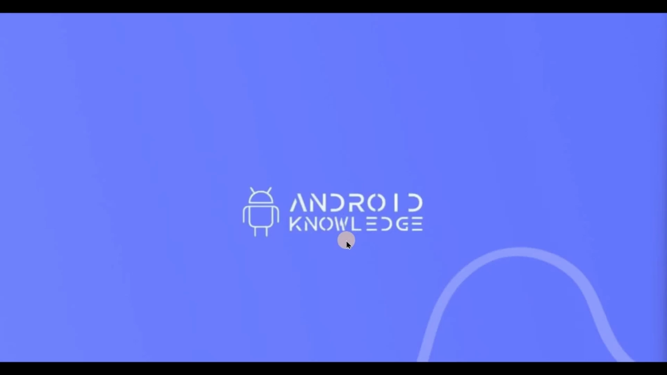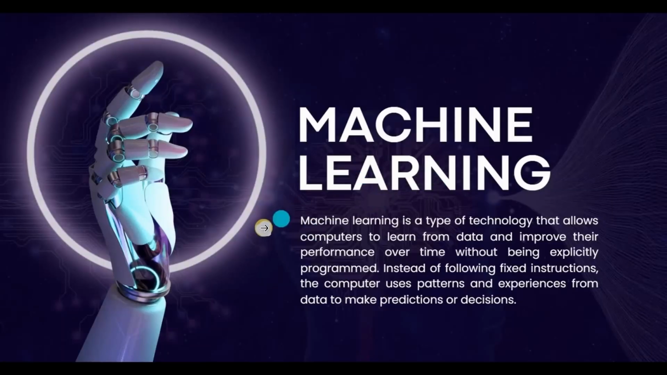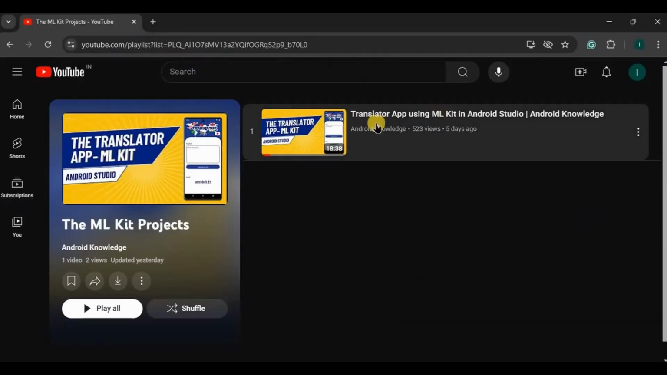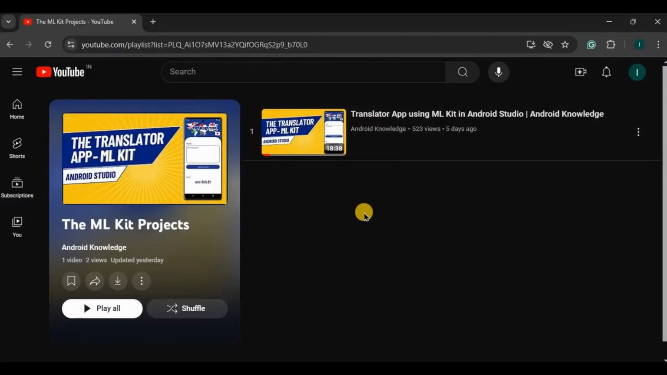In this video, we will create an image recognition app, or you can also say an image labeling app, using MLKit. Now I have already explained what machine learning is and what MLKit is in my previous video, the translator app. You can click on the I button to watch. Also, this is our second project from the series of the MLKit projects.